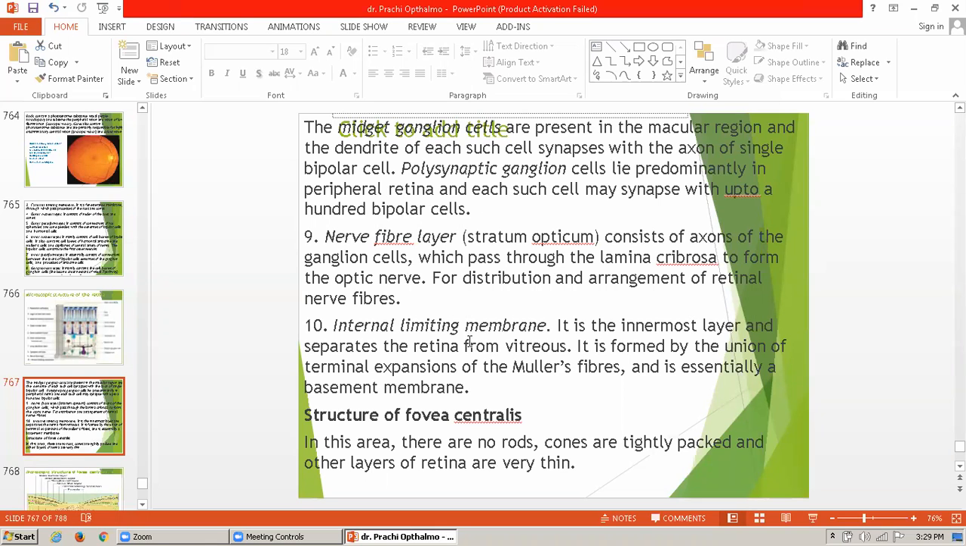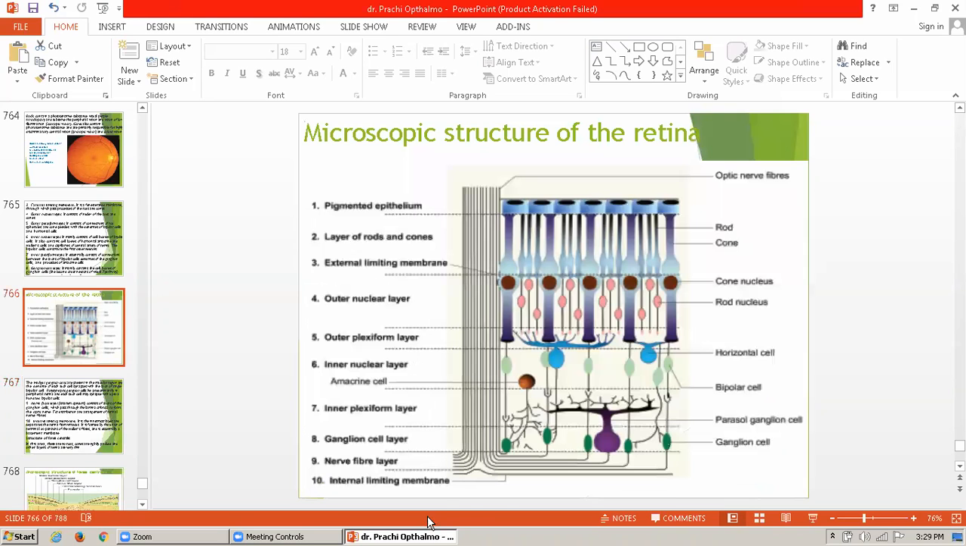Then tenth, that is the internal limiting membrane. It is the innermost layer and separates the retina from the vitreous. It is formed by the union of the terminal expansions of the Muller's fibers and is essentially a basement membrane. So this is the internal limiting membrane, that is the basement membrane of the microscopic structure of the retina.